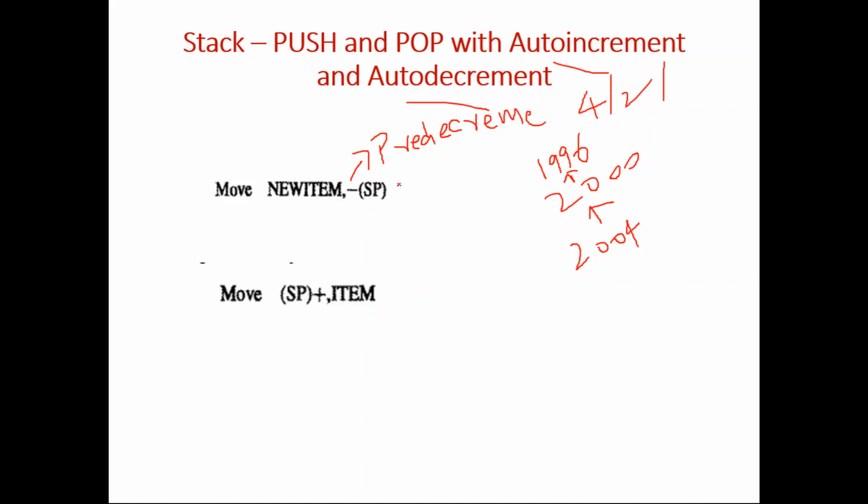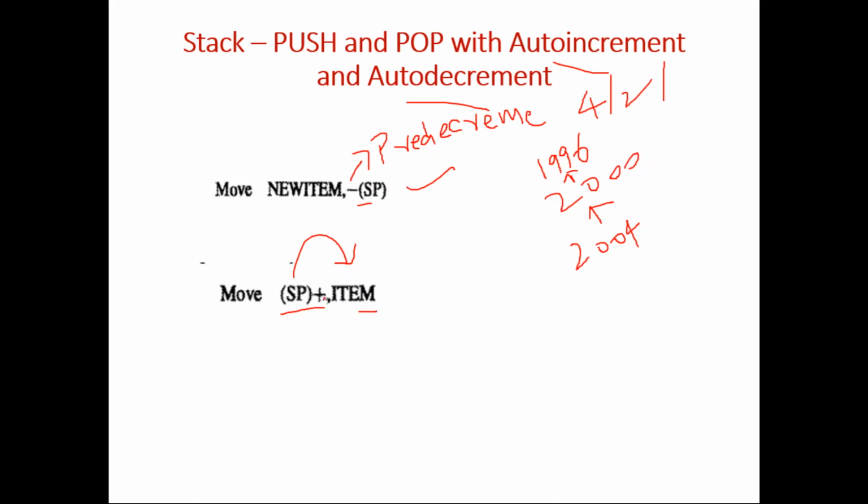So this is the logic for push with auto decrement, and this is the logic for pop with auto increment. Here we are doing move (SP)+. The plus is coming after SP, so this is post increment, whereas the push was pre decrement. It says that the content of the location pointed to by SP should be moved to item, and after moving that, increment SP. First move the content pointed to by SP to the memory location item, and then increment the pointer.